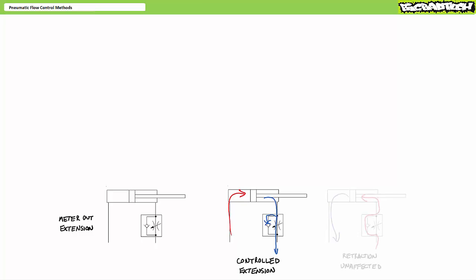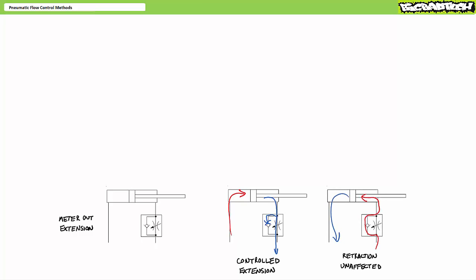Let's now take a look at meter-out extension. A meter-out extension arrangement makes use of a flow control valve with check valve bypass installed on the rod end, oriented in the following fashion. During extension, air exhausted from the rod end forces the check valve poppet to the seat, and all flow must travel through the narrow restriction orifice. Closing the orifice backs up air in the rod end, thus slowing extension speed.